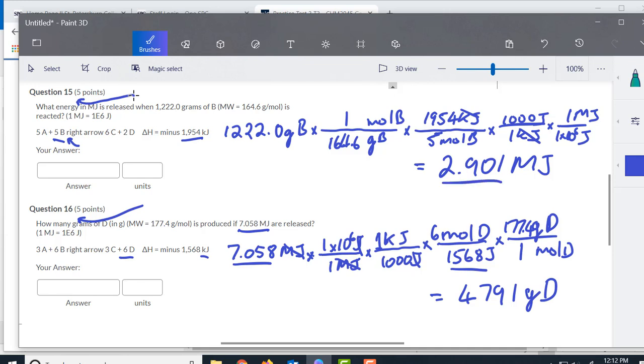And over here 4 significant figures. This one has 5, but this has 4. And so does this. Alright, so there you go. That's problems 15 and 16.